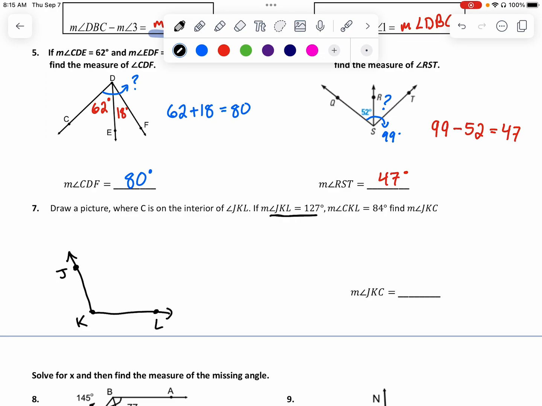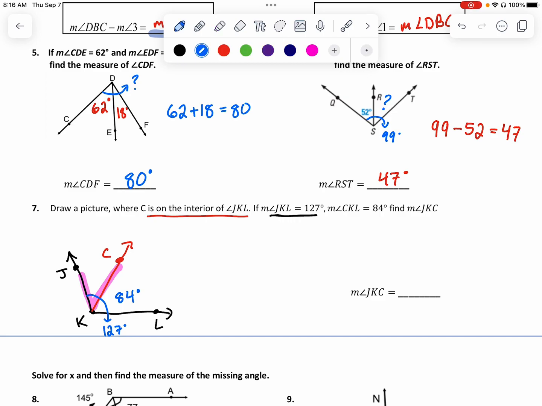And it told us C is on the interior of JKL. So somewhere in here we should put point C and draw a line out to it. Then JKL is 127 degrees, so this whole thing is 127 degrees. And CKL is 84 degrees. So they want us to find JKC. So what we're searching for is this angle in here.